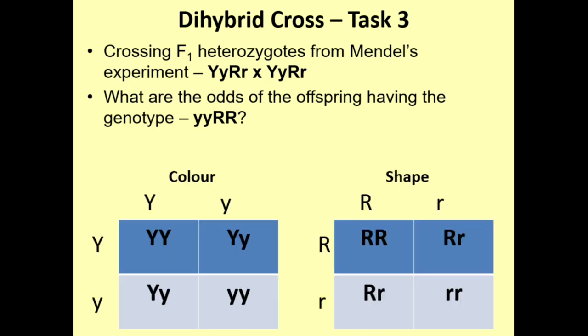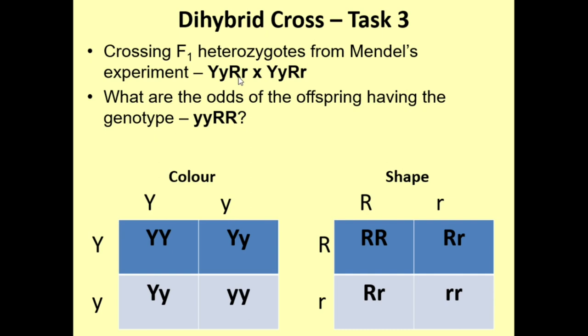So hopefully you did exactly what we just did on the previous slide. You broke it down into the 2 different characters. First off, you took the Ys. So we put a big Y, little y, one down the side, one across the top. And then what are the odds of getting this genotype, homozygous recessive, from that cross? Well, 1 out of 4. So hopefully you got 1 out of 4 for that one.